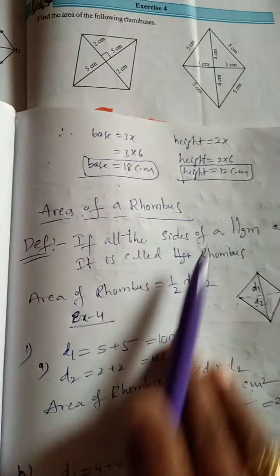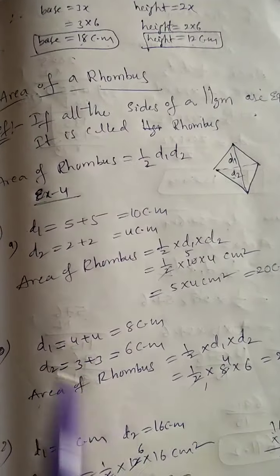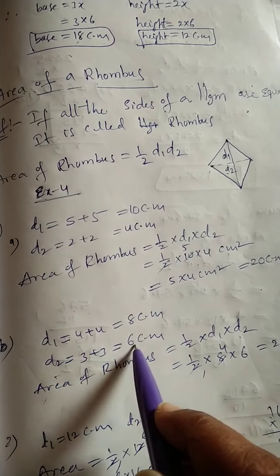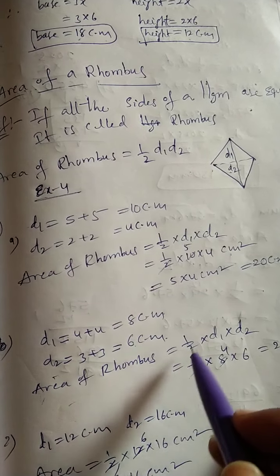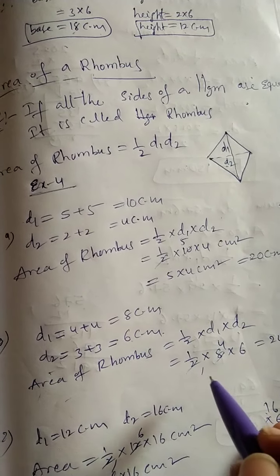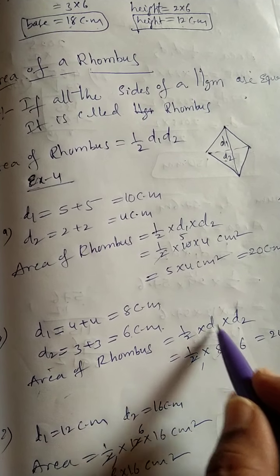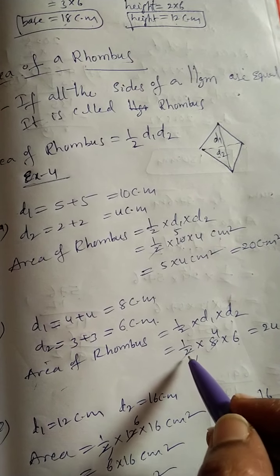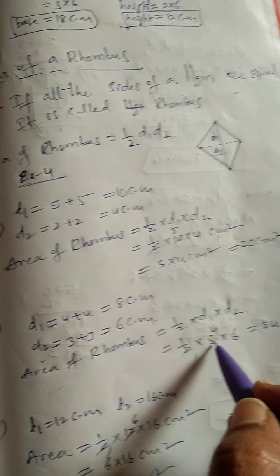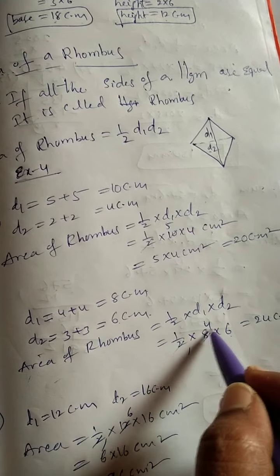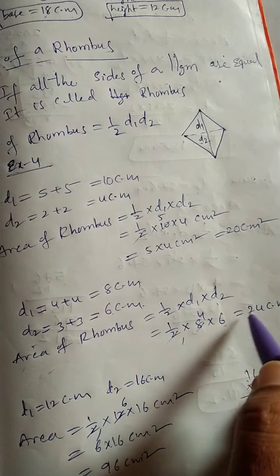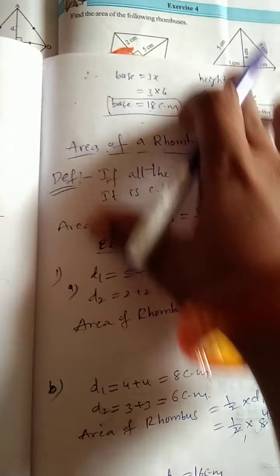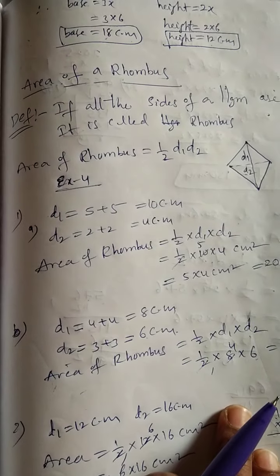Similarly, the area of rhombus 2 can also be found. Here d1 is given as 8 centimeters and d2 as 6 centimeters. Area of rhombus is half into d1 into d2. Half into d1 is 8, d2 is 6 centimeters. We have substituted, and 2 ones are 2, 2 fours are 8. Now the remaining value is 4 into 6. 4 sixes are 24 centimeter square. The area of the second rhombus is 24 centimeter square.